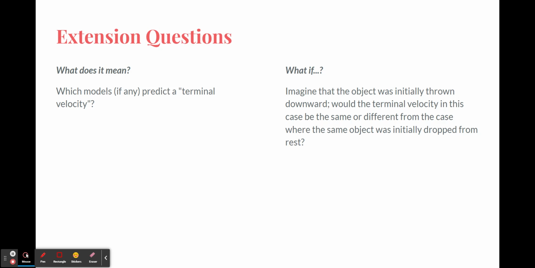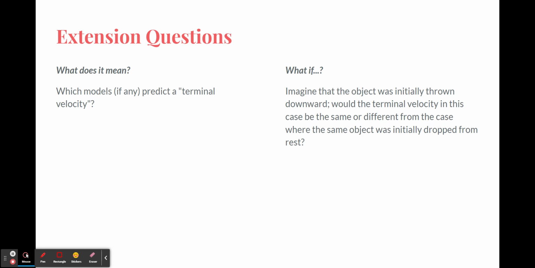So here are the extension questions. Which models, if any, predict a terminal velocity? The model which shows terminal velocity is obviously the model with both drag force and gravity, so the second computational model. This is due to the description I gave earlier on the purpose slide.